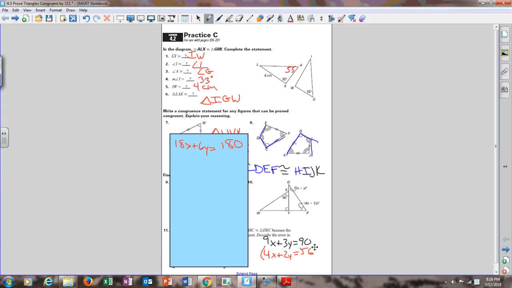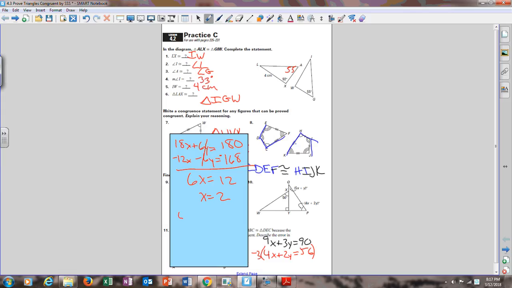This one I'm going to multiply by negative 3 because I want to get rid of my y's. So it's going to give me negative 12x minus 6y equals, and then 56 times 3, 168. Now your y's cancel out, and that would be a negative also, because we multiply by a negative 3. We would be left with 6x equals, then 180 minus 168 is 12, so x equals 2.